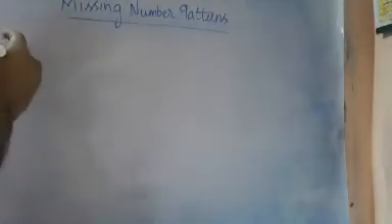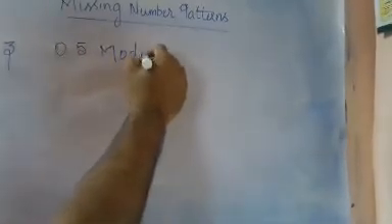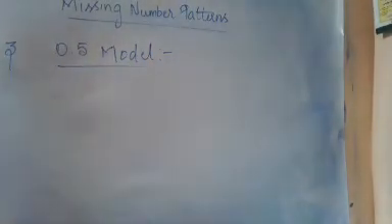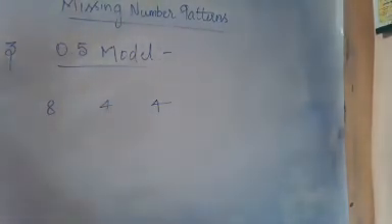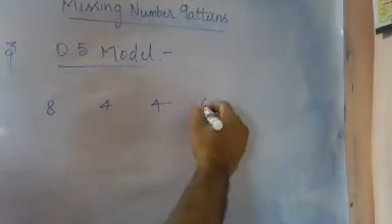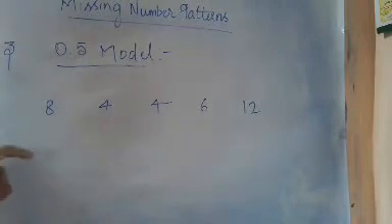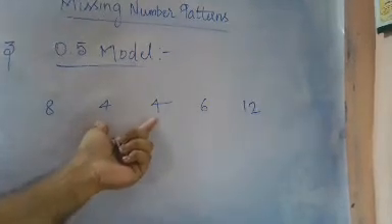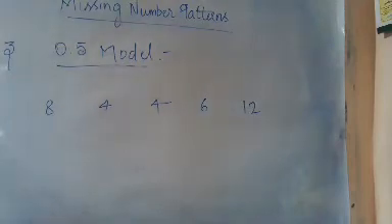Okay, let's move on to another pattern. The third is 0.5 model. So for example, we will take 8, 4, 4 and then 6, 12. So you can see if you approach this sum in difference pattern, obviously the difference here is going to be 0 and there will not be any pattern available. So this will not come under the difference pattern. So let's approach it in a different manner.